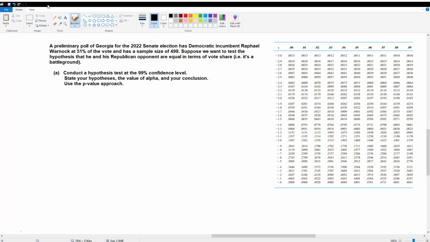All right. For this one, once again, we have our two hypotheses. We're trying to test if they're about equal in terms of vote share. So it's a battleground. If they're equal, then that means they're both around 50-50. If it's 49-49, they go to a runoff, still 50-50. So here, the null hypothesis is that it's 50-50.